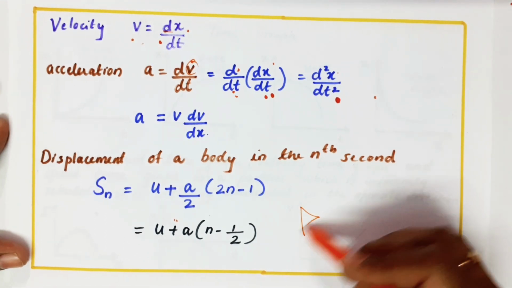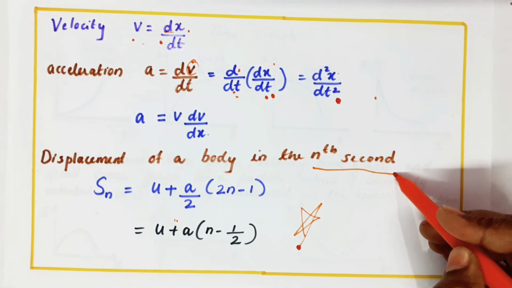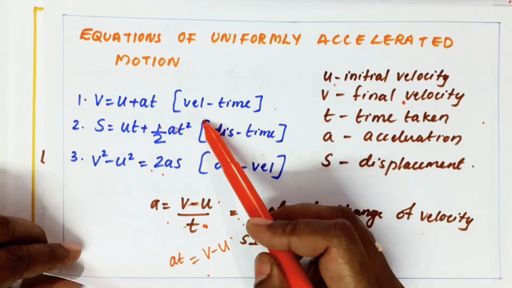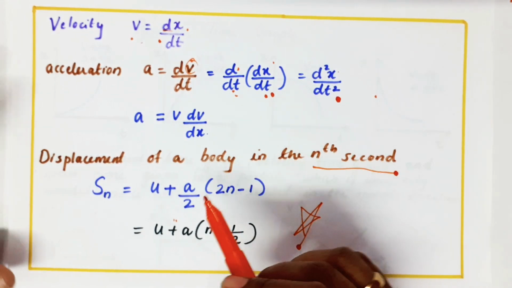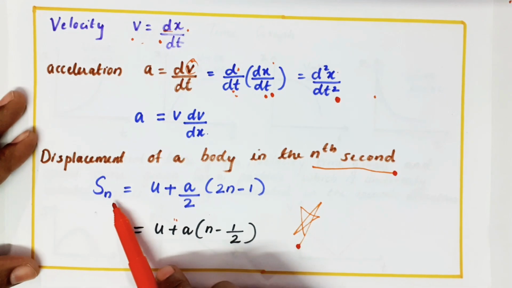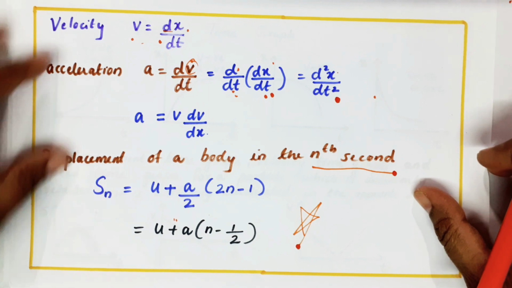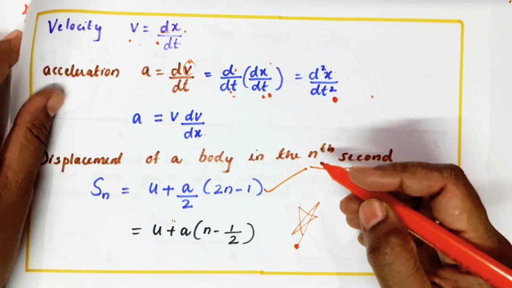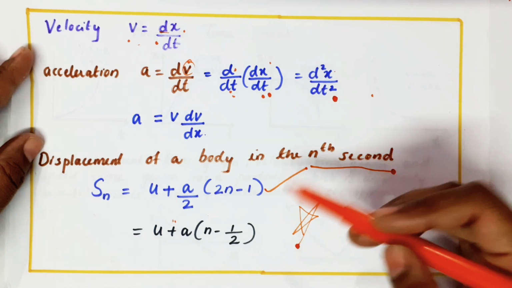Now, this is a very important equation: the displacement of the body in the nth second. You know 2 equations for displacement, the previous 2 equations. These 2 are the displacements in n seconds. But this one I am specifically telling for the nth second, 6th second, 7th second, like that. If you specify, your equation changes to u plus a by 2 into (2n minus 1). Mostly I'll prefer the first equation, it's easy to remember. u plus a by 2 into (2n minus 1) is the equation for displacement of the body in the nth second.